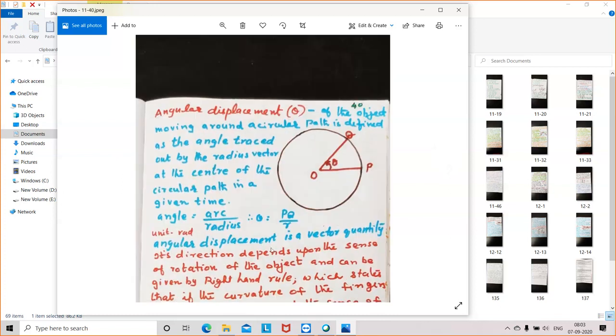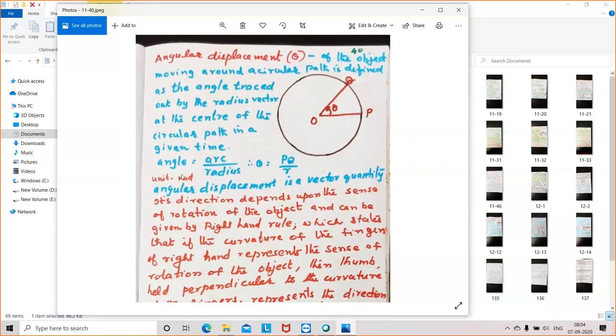Next, another term, angular displacement. That is the angle subtended at the center of the circle by the radius vector. When the body moves from P to Q, what is the angle subtended? The body is moving in anti-clockwise direction, that's why the arrow mark is shown in this direction. So the angle subtended at the center of the circle by this radius vector in a given time, when the body moves from P to Q, that angle is theta, the angular displacement.